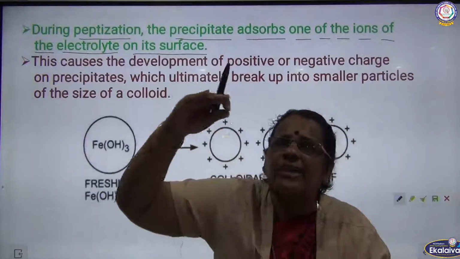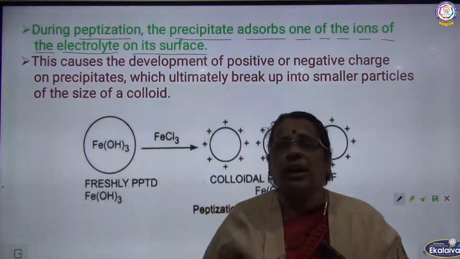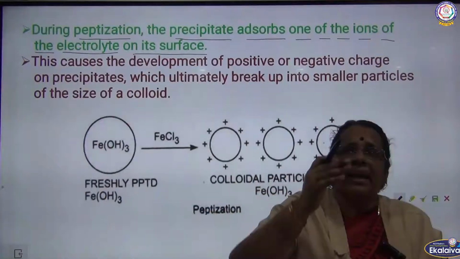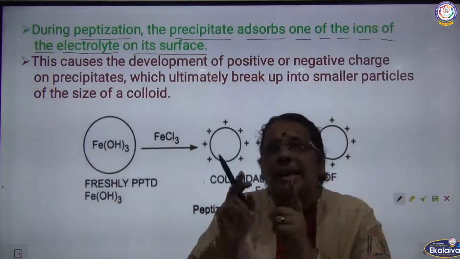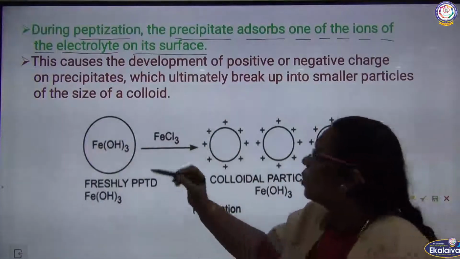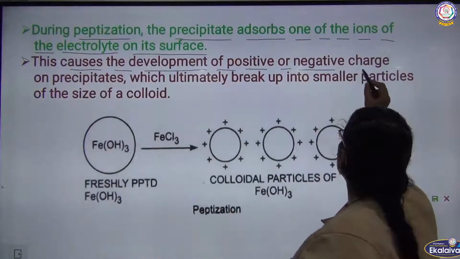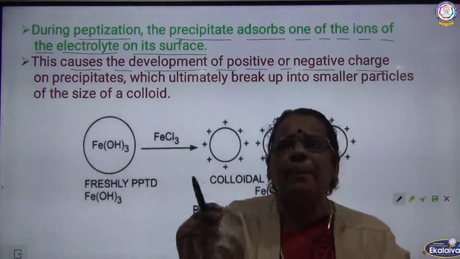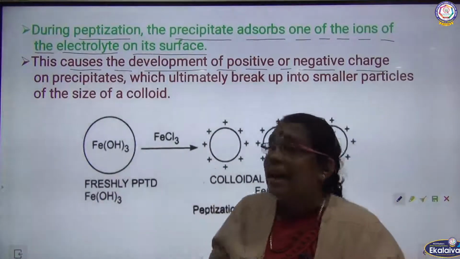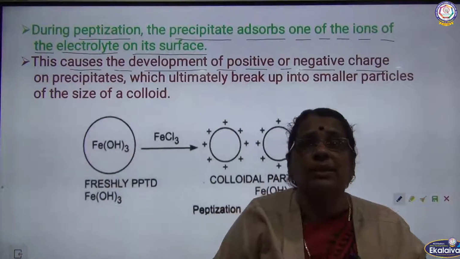On the surface of the precipitate, what is it going to do? The precipitate adsorbs one of the ions from the electrolytes, which are nothing but peptizing agents. So this causes the development of positive or negative charge. As the precipitate adsorbs ions from the electrolyte, as a result, what is happening? Development of positively or negatively charged particles is taking place.